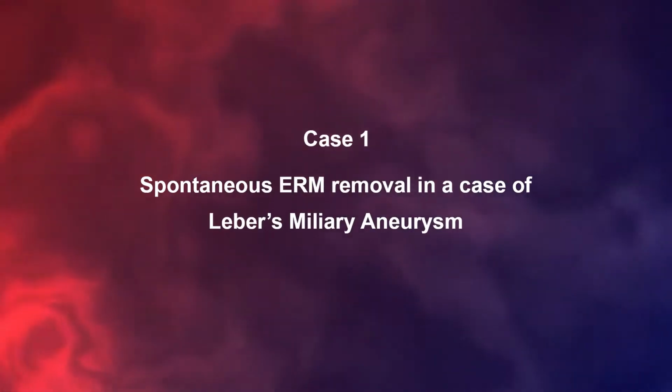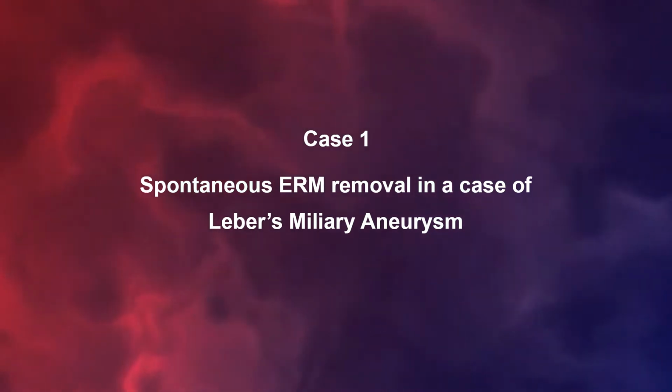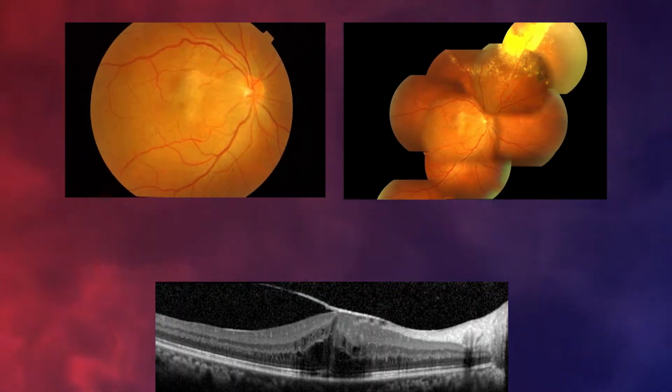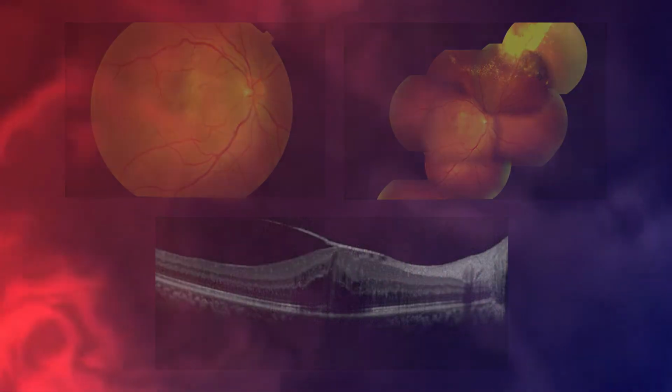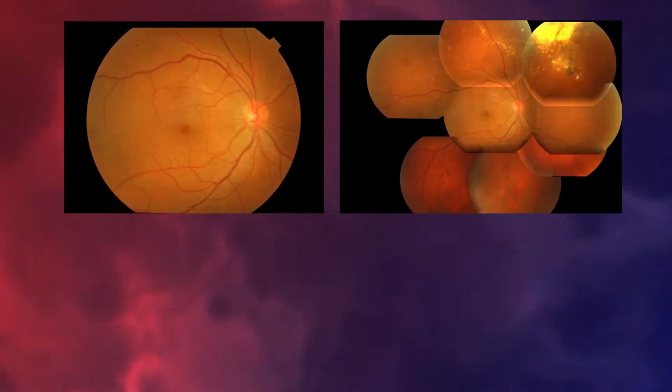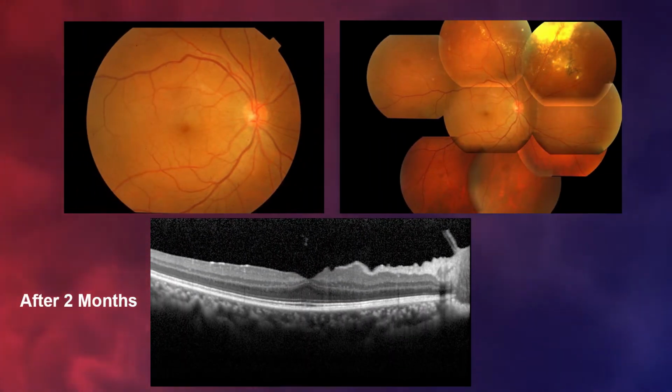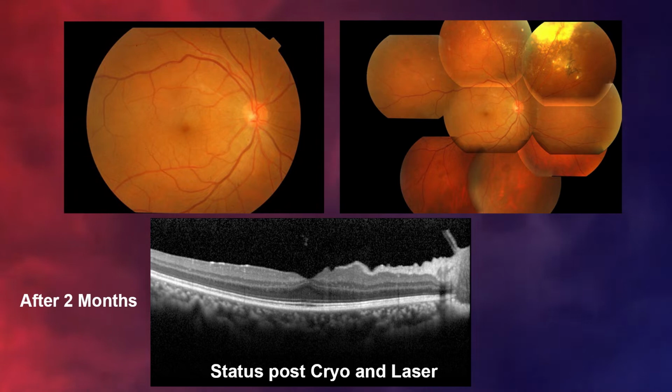In the first case, the optical coherence tomography shows a hyperreflective membrane over the internal limiting membrane, which got removed spontaneously after the lesion of Leber's miliary aneurysm was lasered with cryo application.